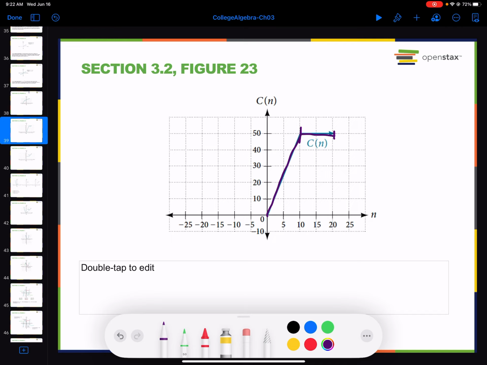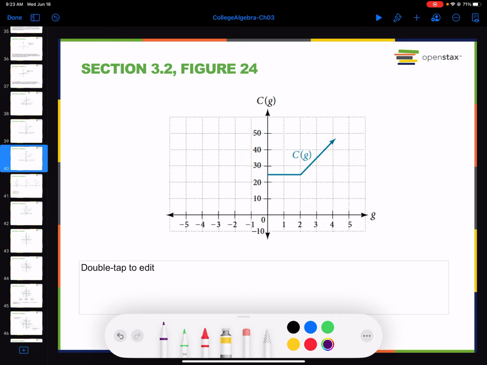Typically these are written in a different way. So this one could say, I'm going to fudge this up completely, but we've got c of n equals something when x is greater than 0 but less than 10, and then we've got something else when x is greater than or equal to 10. So that's an example of what this function notation might look like.